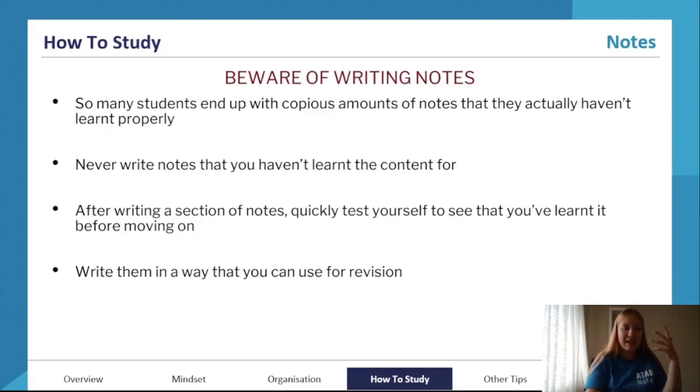Ask yourself questions in your head about the content. See if you remember what you've actually written down. If not, go back, revise, read through it again. And it needs to be written in a way that you can use them for revision.